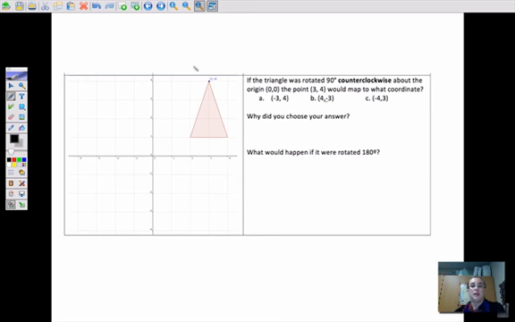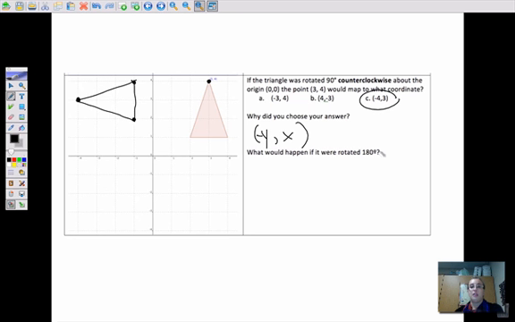Okay, 90 degrees counterclockwise rotation. (3, 4) is going to be graphed over here at a y of 3 and an x of negative 4. Okay, our rotation would be up here, so that would be (-4, 3). You could have remembered the rule, or you could have used the drawing. You could have written any number of things about why you chose that answer.